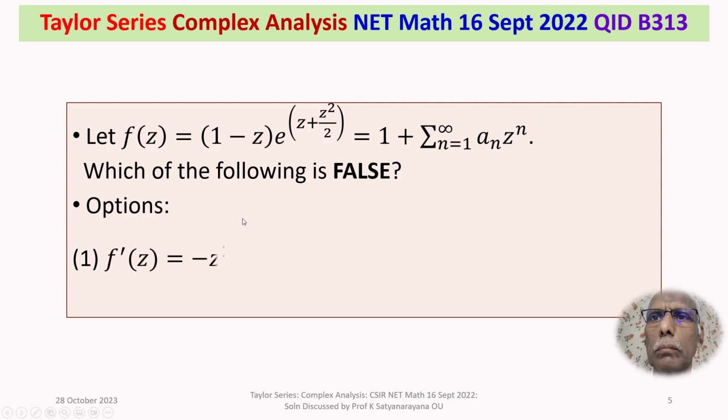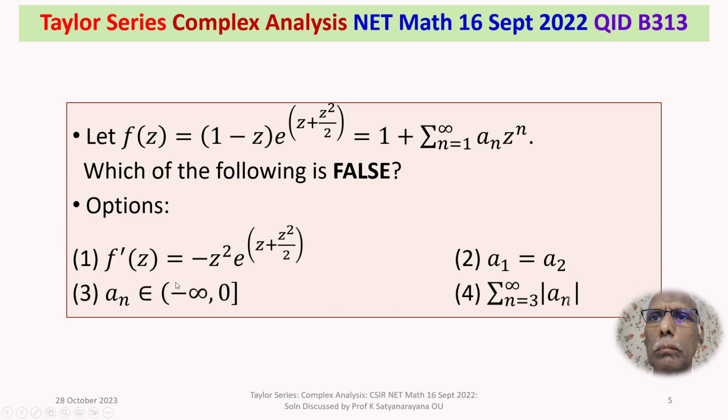We are given four options. Option 1, f prime z is equal to minus z square multiplied by e power z plus z square by 2. Option 2, a1 is equal to a2. Option 3, an belongs to the semi-open interval minus infinity to 0, closed at 0, and option 4 is sigma n is equal to 3 to infinity mod an is less than 1.